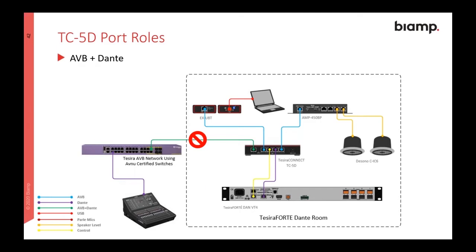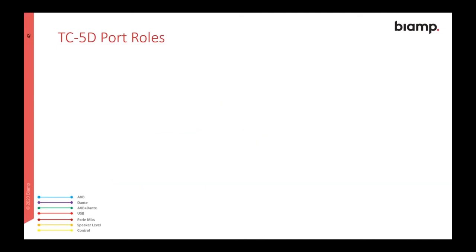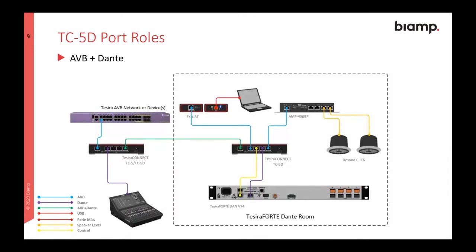So how do we deal with this? We can modify this by adding another TC5D or TC5. It can be either. Because these are both Tesira devices, we know exactly how to manage AVB and Dante on the same link, so this works. And of course, you can extend that external TesiraCONNECT to a bigger AVB network, as well as connect Dante devices on it. So this is one approach. It does mean you'll need to add another TesiraCONNECT device if you want both AVB and Dante to come into the Tesira Forte Dante room.